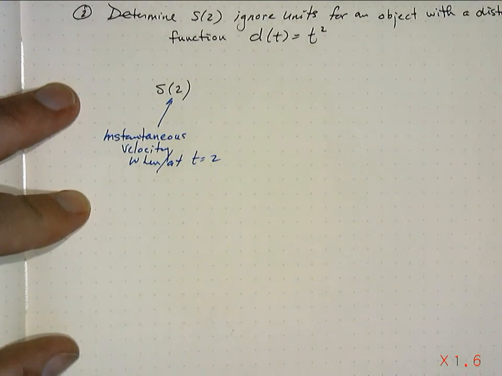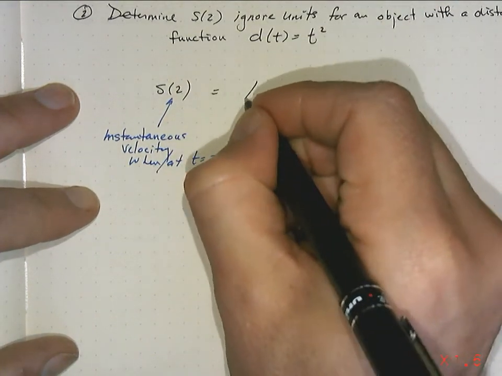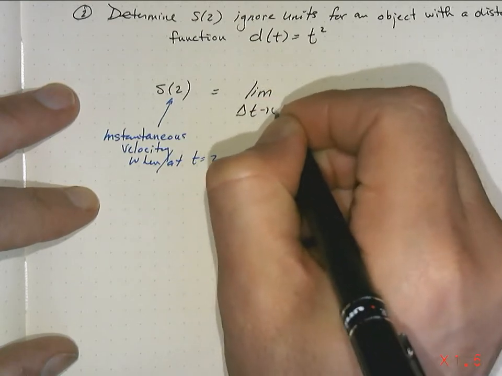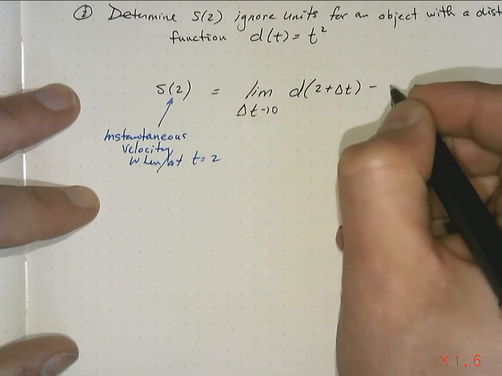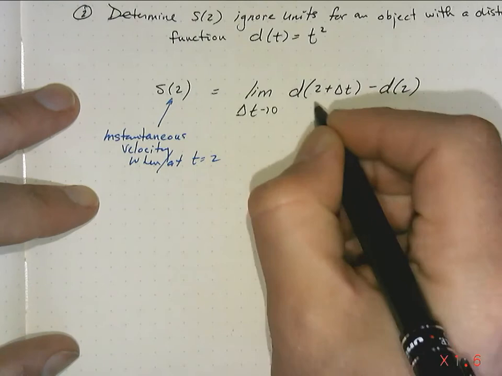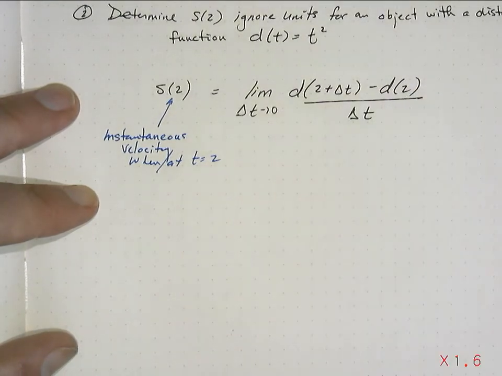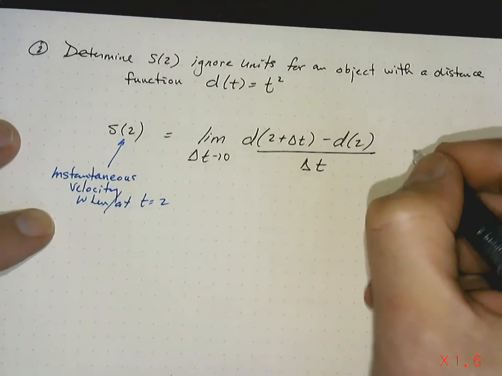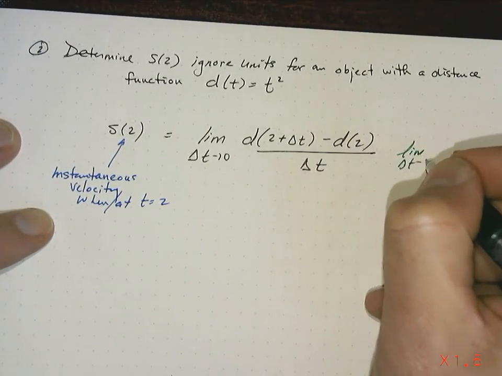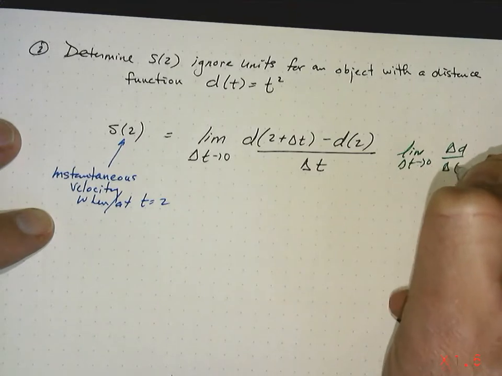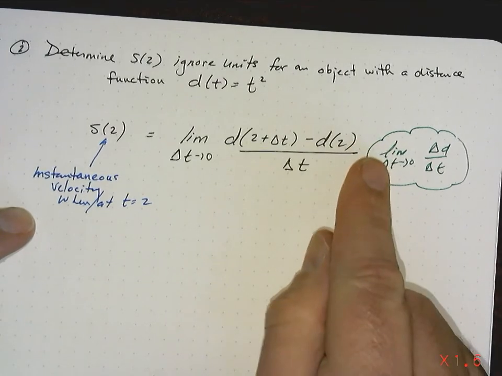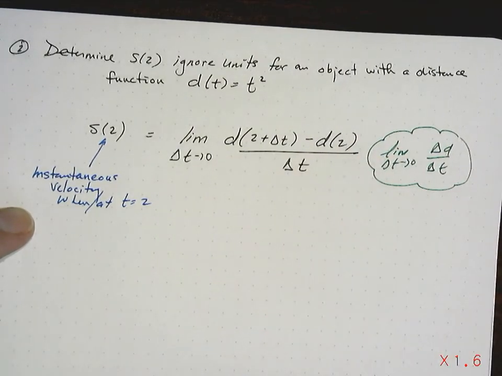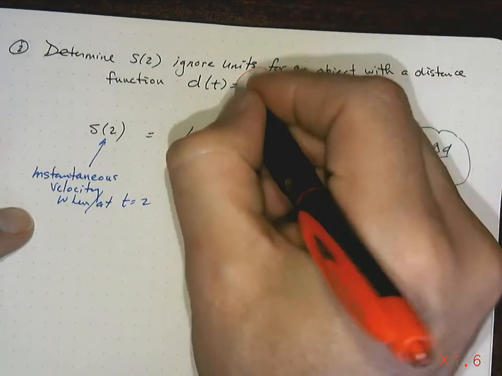So we should know that the definition of instantaneous velocity is the limit as delta t approaches 0 of the distance at 2 plus delta t minus the distance at 2 over top of delta t. And again, what we have here is the limit as delta t approaches 0 of delta d over delta t. So it's the limit as delta t approaches 0 of the average rate of change, or the difference quotient. I don't care how you think about it. Now this is the formula we need to be subbing everything into.